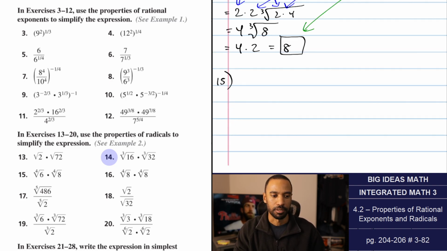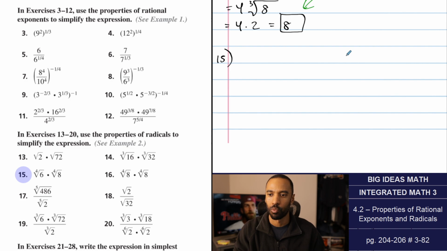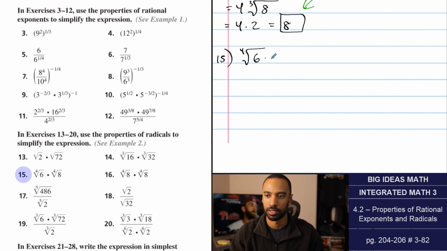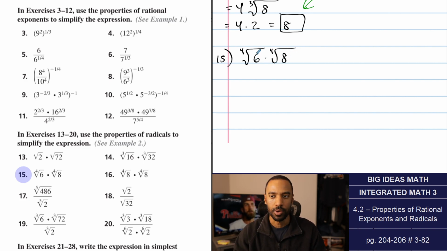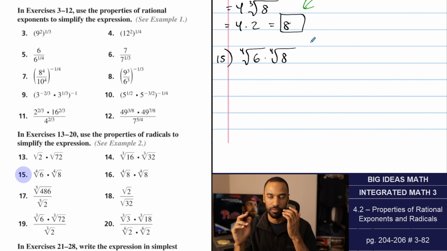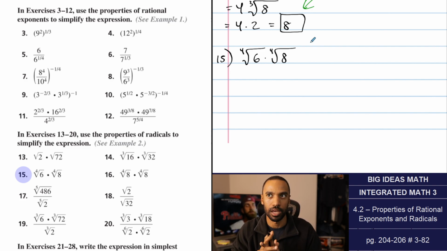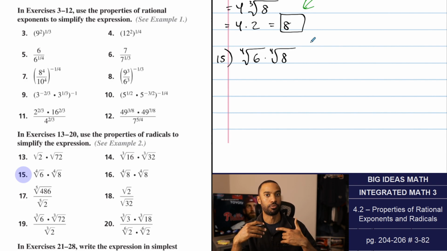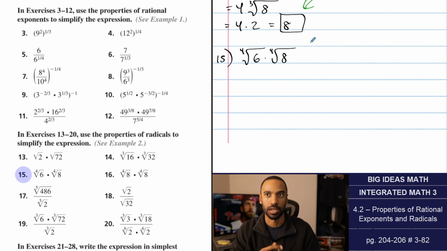All right, number 15. Fourth root of 6 times fourth root of 8. This is an example of where you might want to do some multiplication, and I'll talk about why. In this case, you can't take the fourth root of 6 or fourth root of 8 or anything like that. The smallest fourth root power you can factor out of something is the fourth root of 16. Okay, 2 to the fourth is 16. So the fourth root of 16 being 2. These numbers are smaller than 16.